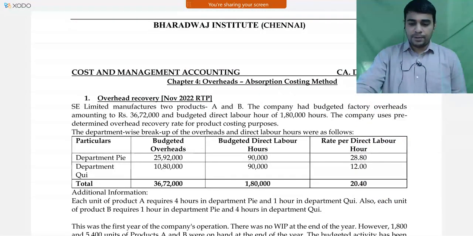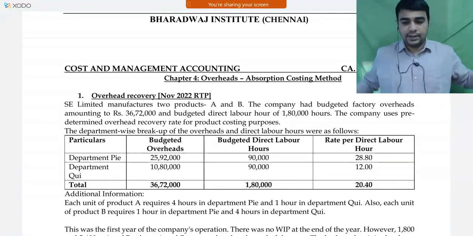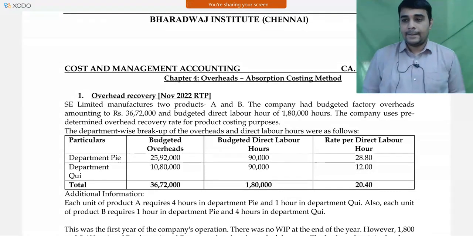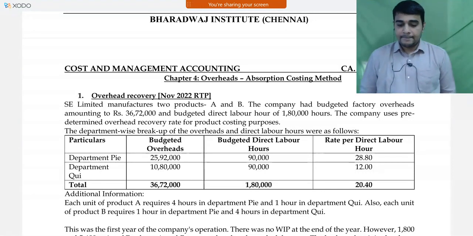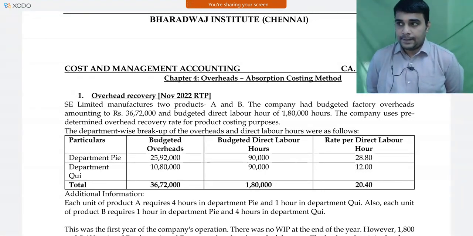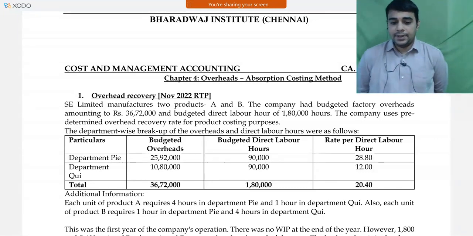It's better if you can open the material and see, else look at the screen. There in the additional material.